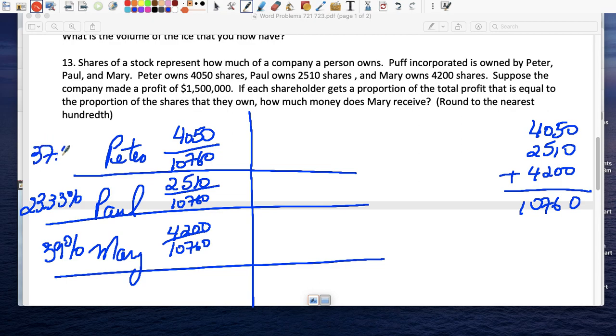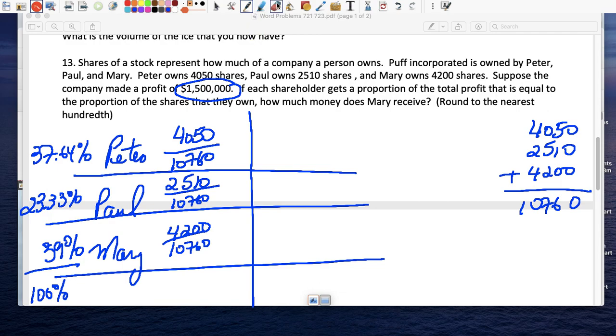37.64. So if you divide 4,050 by 10,760, go through the division, you'll get that. Now if you add these percentages, you'll get very close to 100, and I say very close because I rounded. So if the company made a profit of $1,500,000, Mary's going to take 39% of that money. Paul is going to take 23.33% of that money, and then Peter is going to take 27.64% of that money.